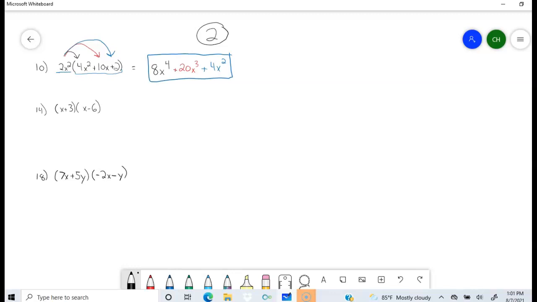Number 14 wants me to multiply the binomials using the FOIL method. It's not always going to tell us it's the FOIL method. We'll have to memorize that.